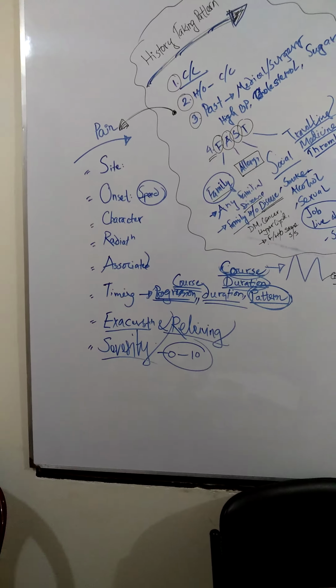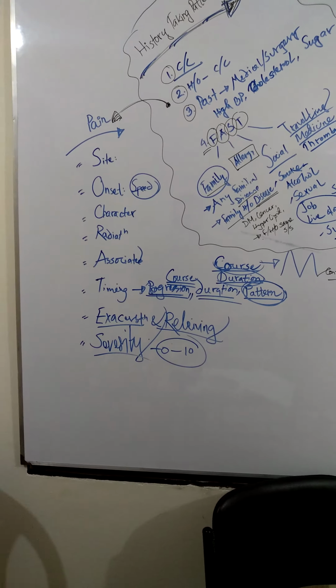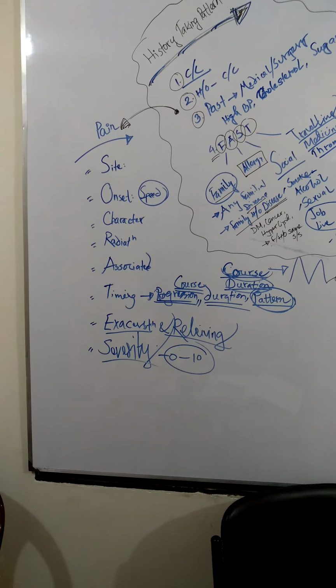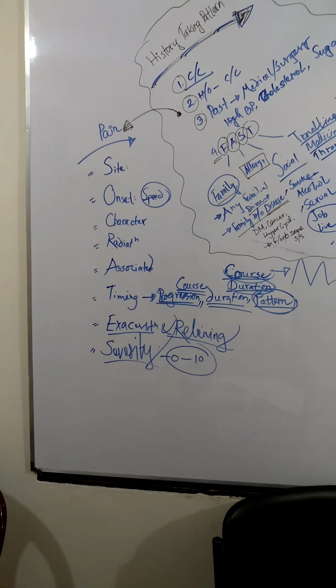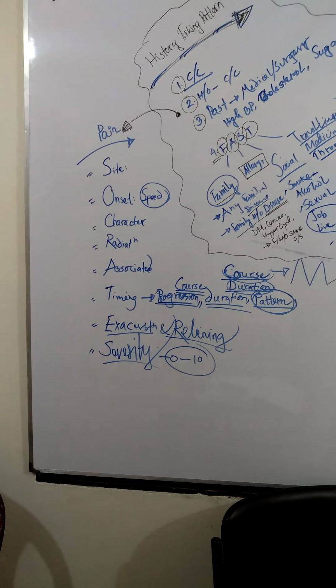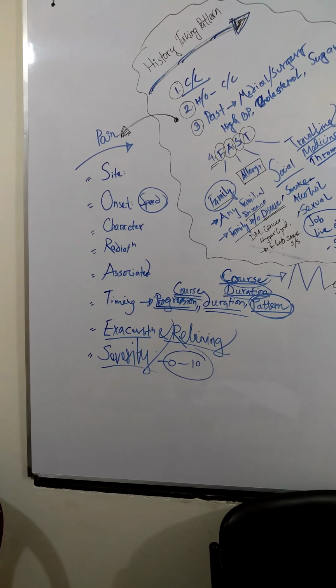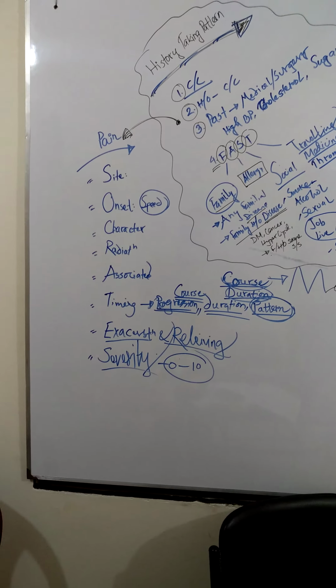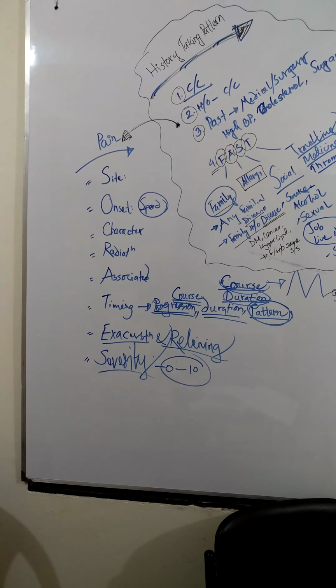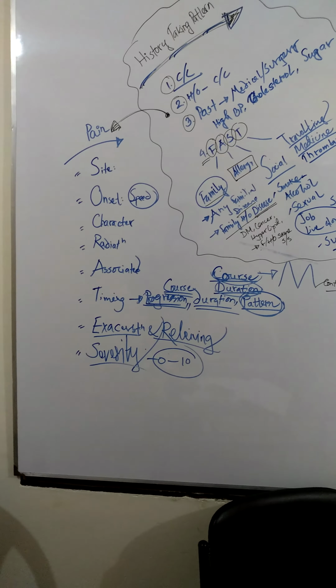What are the other things associated like this? If the pain is associated with nausea or some other autonomic signs and symptoms like sweating, it can be MI. Or if this is associated with cough or other things, it can be associated with chest diseases. Now come to the timing.